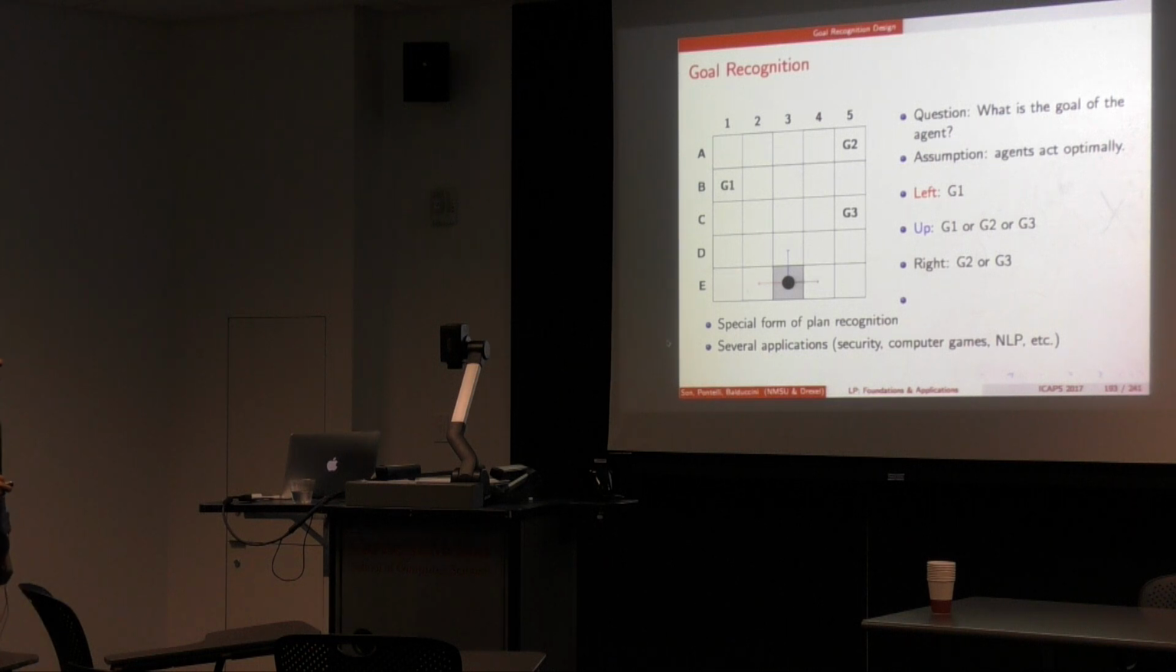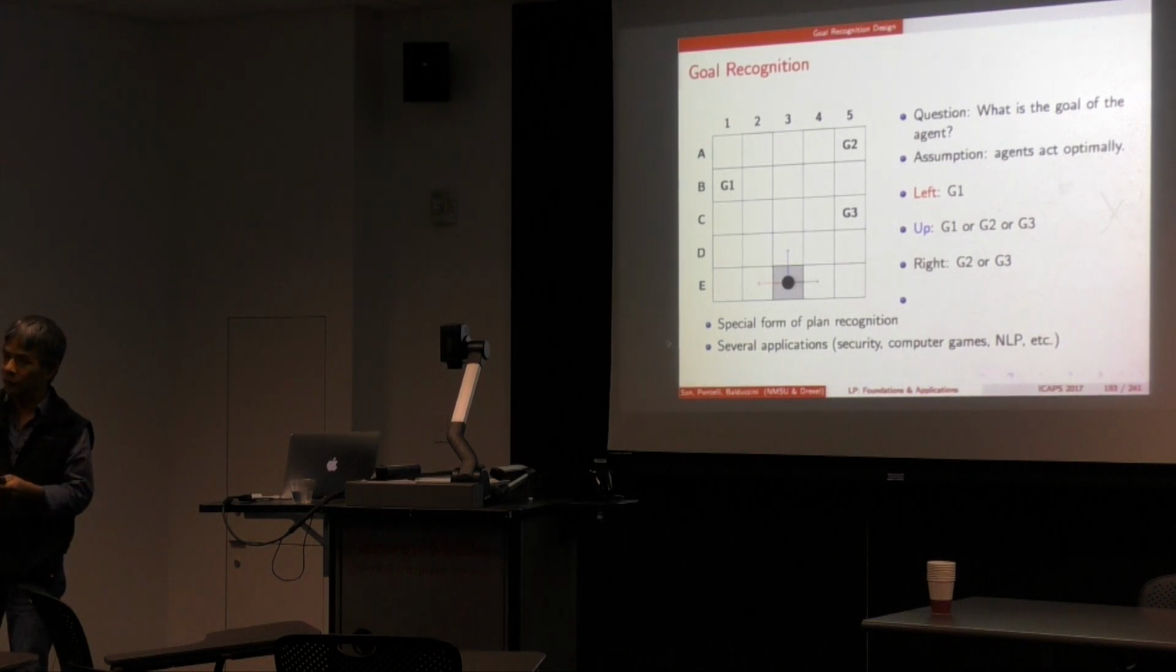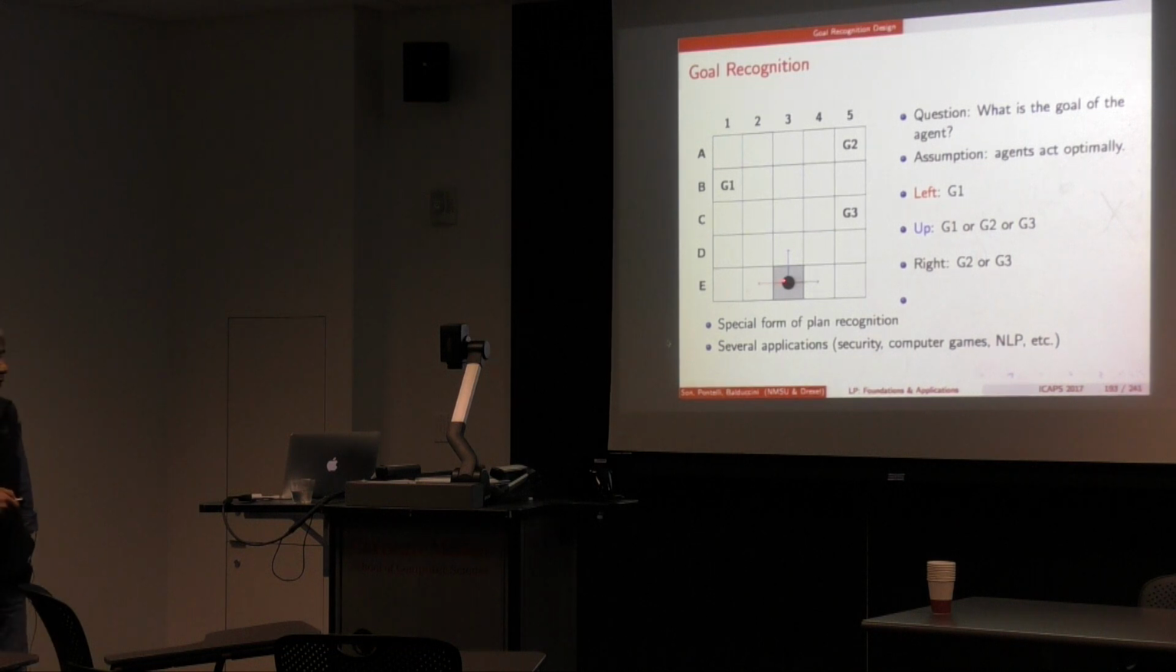It is a special form of plan recognition, and there are many applications of it. I think Milind Tambe will talk a little bit about that in the main conference. Suppose that we observe this agent and it goes to the left, for example. Because of the assumption that it acts optimally, we would be able to recognize that the goal of the agent is this one, G1. If it goes to the right, we only know that it is G2 or G3, but we cannot distinguish between them. And if it goes up, we also cannot make the distinction.